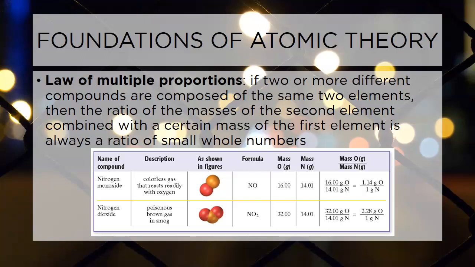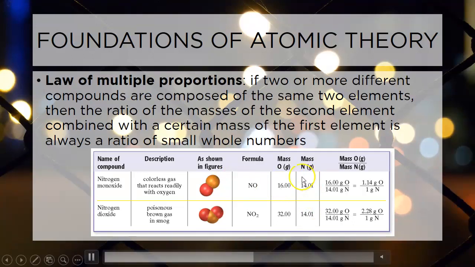So you'll notice because there's only one N, I have 14 grams in each one. But because in the first one I have one oxygen, and in the second one I have two oxygens, that number of oxygen doubles.